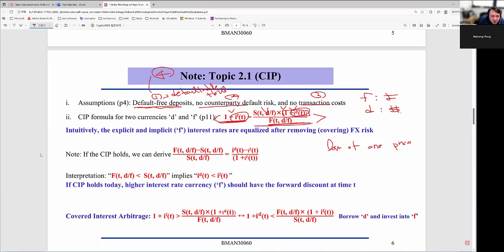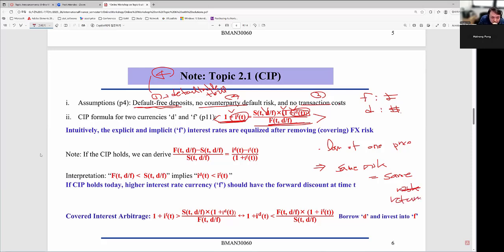Then why are we still able to make this equality? Well, it's again the law of one price. The law of one price in finance actually says same risk, same return. It doesn't have to be no risk; it's same risk, same return.